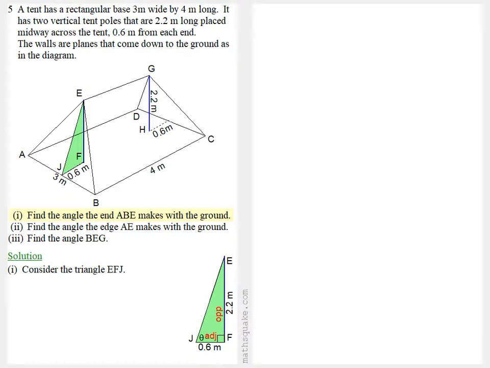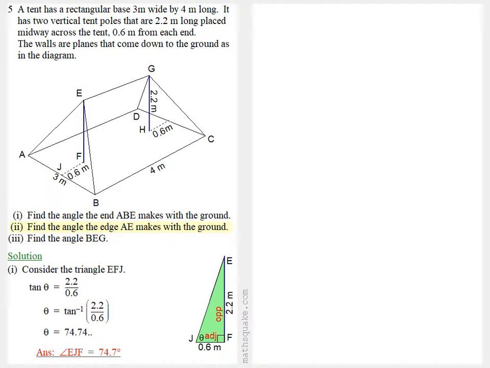Now, we know the tangent of an angle is the opposite over the adjacent. So the tangent of theta is 2.2 over 0.6. If we take the inverse tangent of both sides and put it into a calculator, we get theta is equal to 74.74 degrees. If we round that off to one decimal place, the angle EJF, which is the angle the side makes with the ground, is equal to 74.7 degrees.